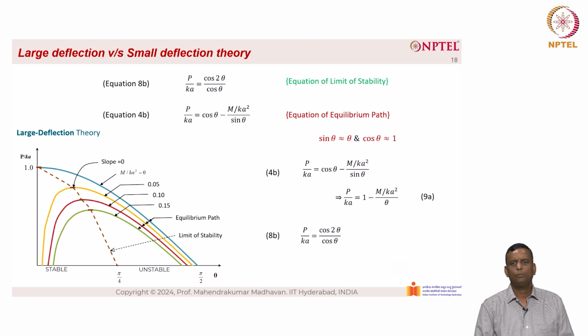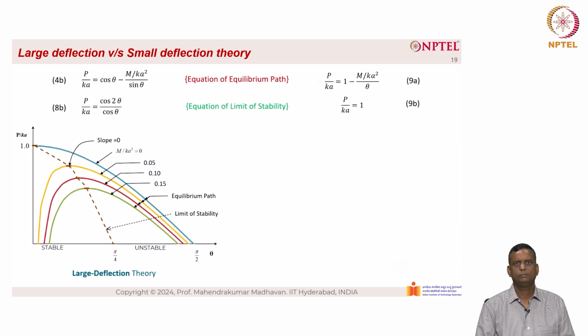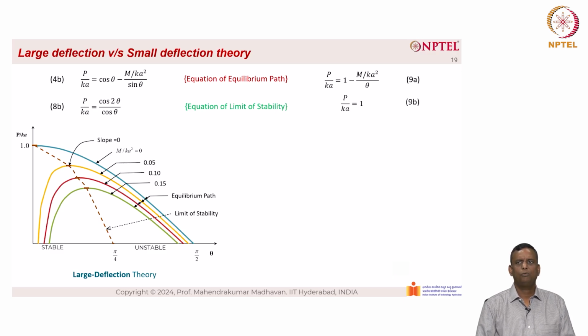Equation 8b now becomes p by Ka equal to cos 2 theta divided by cos theta. Cos 2 theta can also be represented as 2 cos square theta minus 1, divided by cos theta. When we substitute cos theta equal to 1, it becomes 2 into 1 squared minus 1, which is 1, divided by cos theta, again 1. So, 1 by 1 equal to 1. So, p by Ka becomes 1. The equation of equilibrium path is p by Ka equal to 1 minus m by Ka square divided by theta, which is equation 9a for small deflection theory. The equation of limit state of stability is p by Ka equal to 1 for small deflection theory.